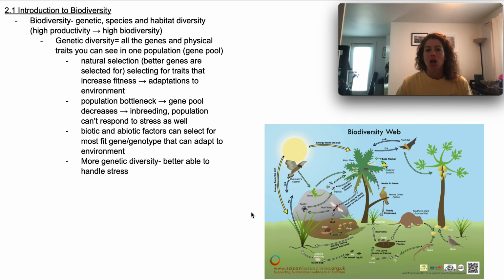The first thing we're going to talk about with biodiversity is what exactly biodiversity is. It's a very broad term and it means a lot of different things, so it's important to be very specific when you talk about it. What specifically are you talking about? There are three main types: genetic diversity, species diversity, and habitat diversity, and they each mean slightly different things. However, in general, with each of those, you want more genetic diversity, more species, more habitat diversity.